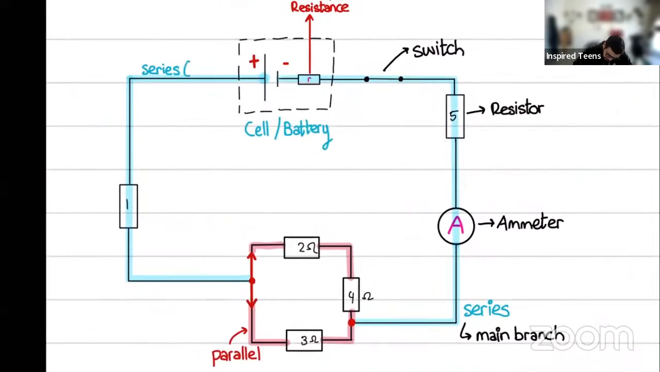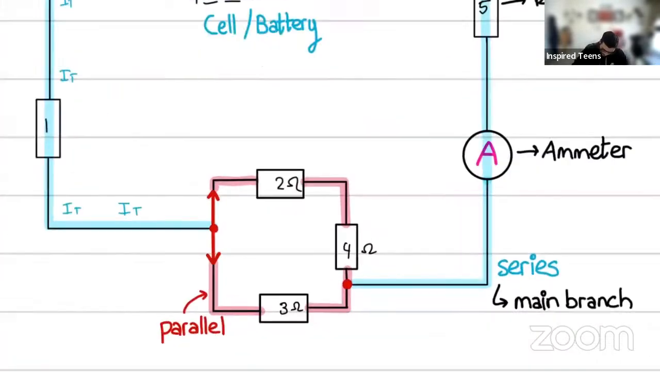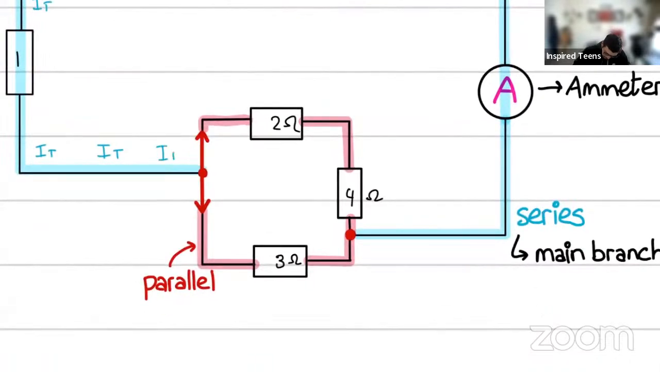It's also the same thing on the entire series. We have I total, the total current. The entire blue portion is I total until it needs to split. What splits? Parallel is a current divider. So now it splits into I branch 1 and I branch 2.